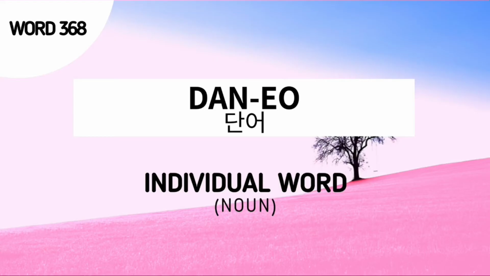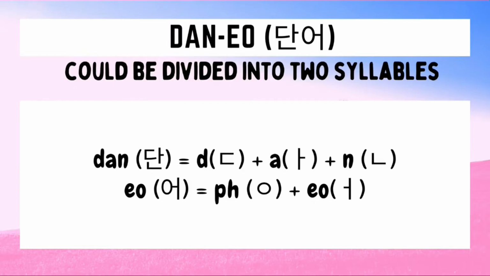Tano means individual word, or it is used to pertain to an individual word in Korean. Again, tano means word. How do we write tano in Hangul?